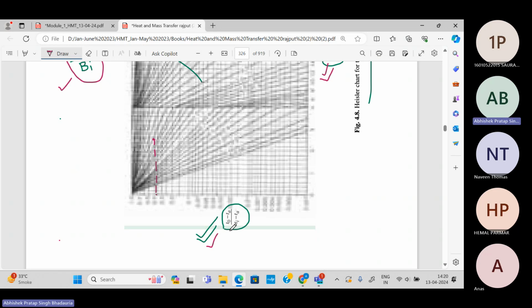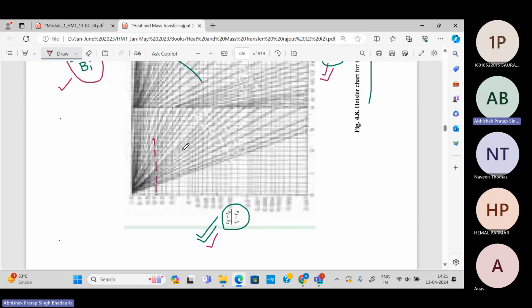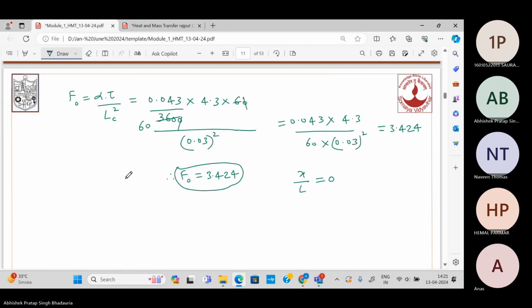So just see here, in our case this is about the mid plane. So x by L will be 0, since x is 0. So this temperature distribution value we will get directly. We got the value of 0.6 from the Heisler chart directly. So T naught minus Ta divided by Ti minus Ta is 0.6.